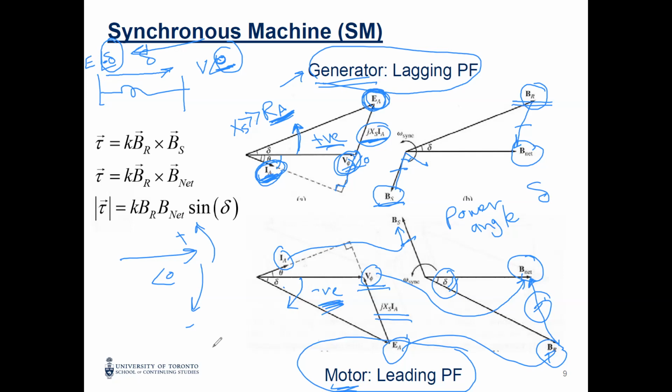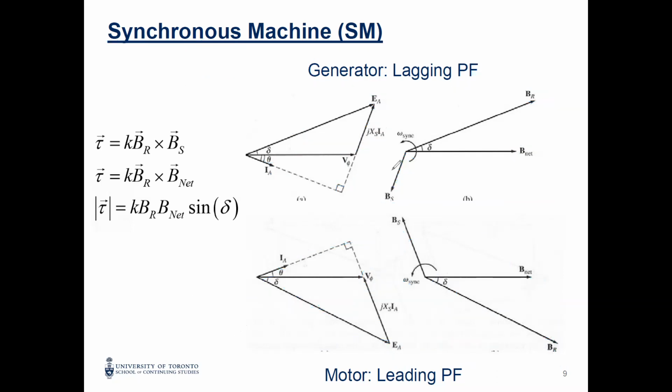Most of the synchronous machines in the problems, I believe, are generators, but it depends. Sometimes, very few times, we had motors. So with the motors, the angle delta is negative. Okay. If no questions, we can jump to the next.